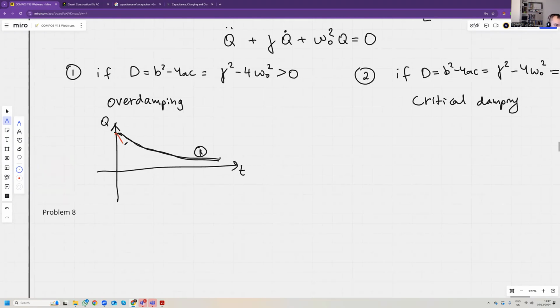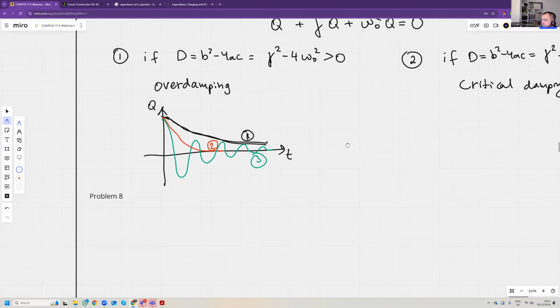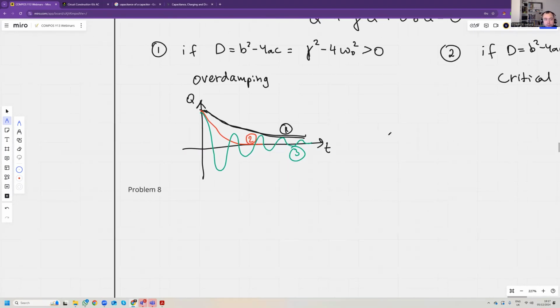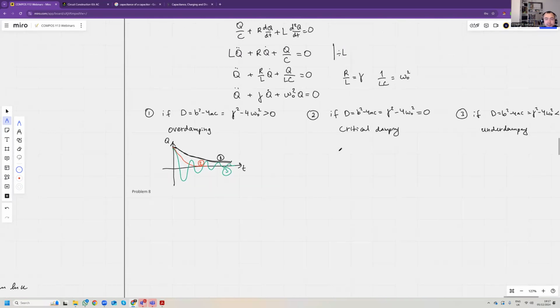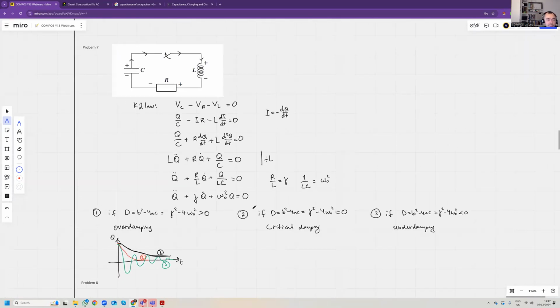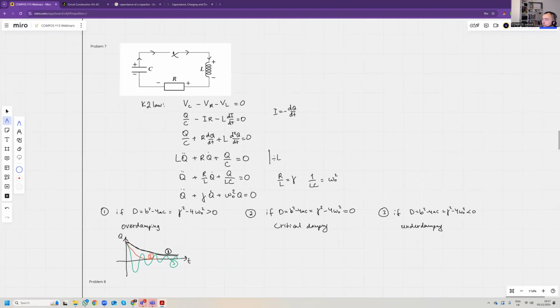Second, 2, that's critical damping. And underdamping, like this, 3, underdamping. So yeah, this is the main idea. And then you have the solution. The solution you should already be familiar with from the previous assignments on differential equations.